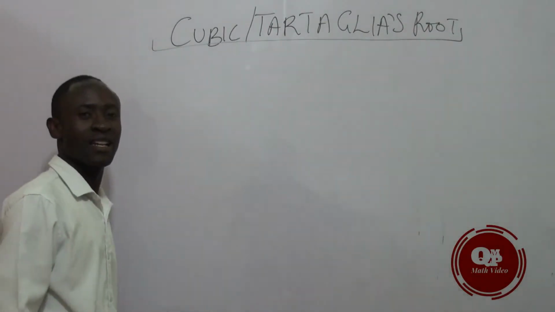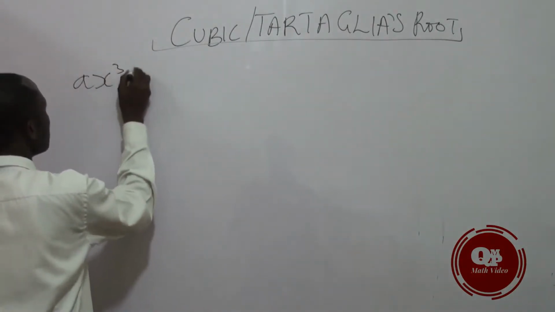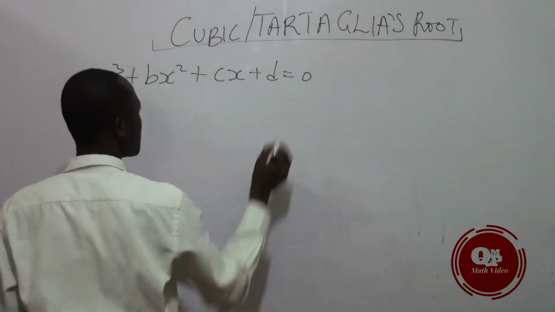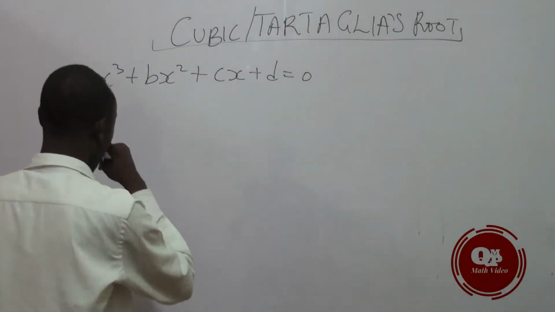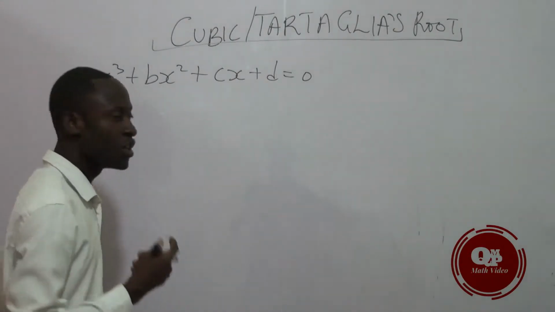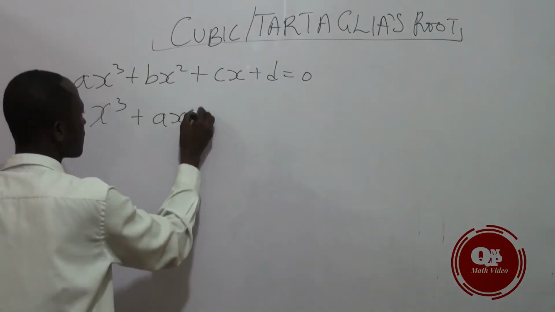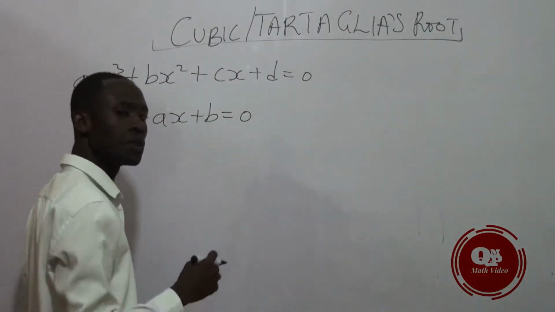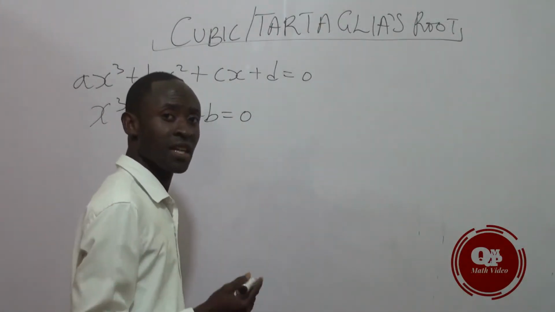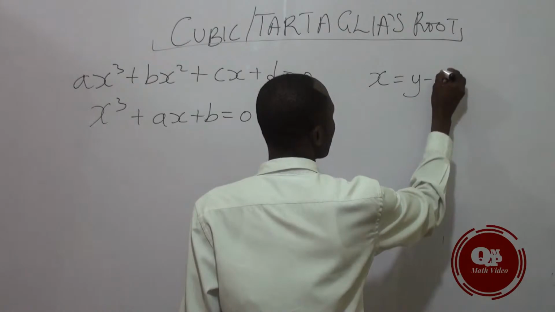We have this equation: ax cubed plus bx squared plus cx plus d is equal to 0. This happens to be our cubic equation. Also we have Tartaglia's modified cubic equation, which happens to be x cubed plus ax plus b is equal to 0. We must also consider his transformational equation, and that is x is equal to y minus a out of 3.